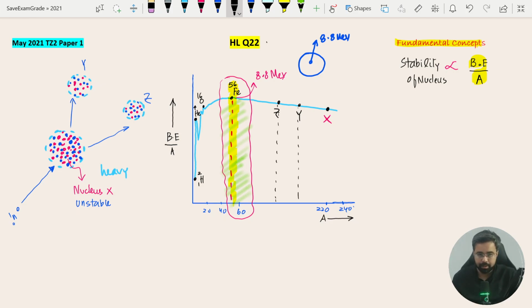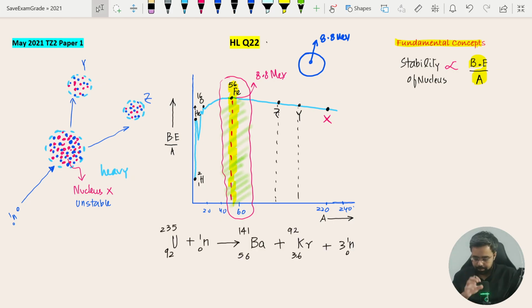If we take a practical example, we can compare this question with this reaction. You can consider uranium as nucleus X. It is dividing into barium 141 and krypton 92, with the emission of three neutrons and some energy.